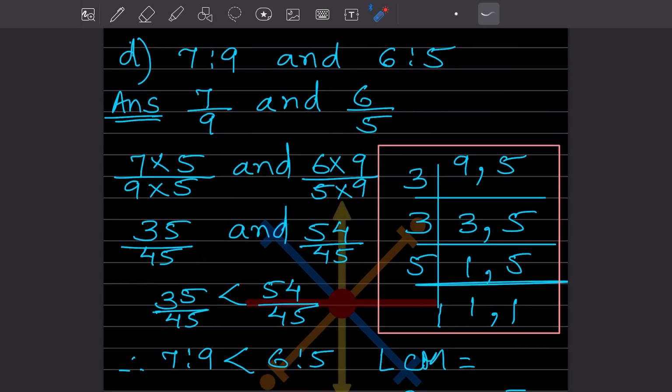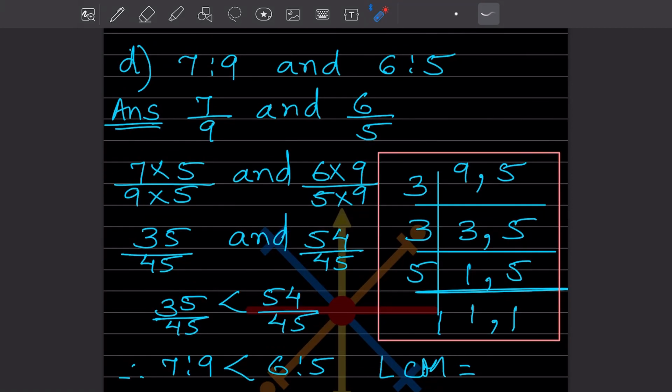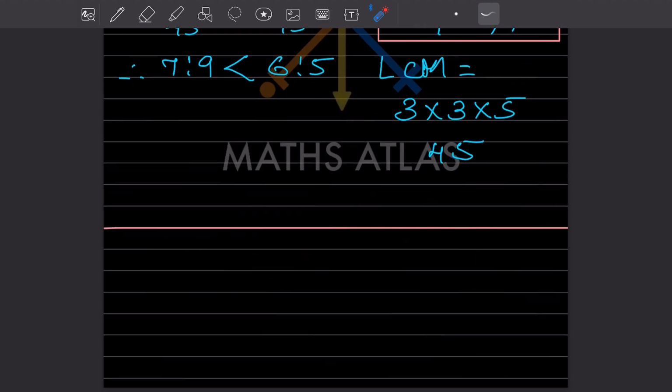I think you can just look at this problem and do it. Take the LCM of 9 and 5, take the factors and you can compare it. Okay. Now the answer has been given here. All the steps are here. So you can just go to the previous problem and I think you can do this problem.